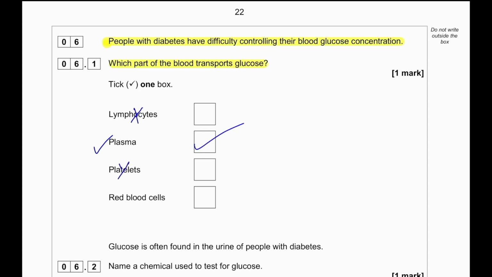Platelets are fragments of cells that are needed for blood clotting, and red blood cells do not contain a nucleus, but they contain hemoglobin for the carrying of oxygen. So plasma will be the answer.